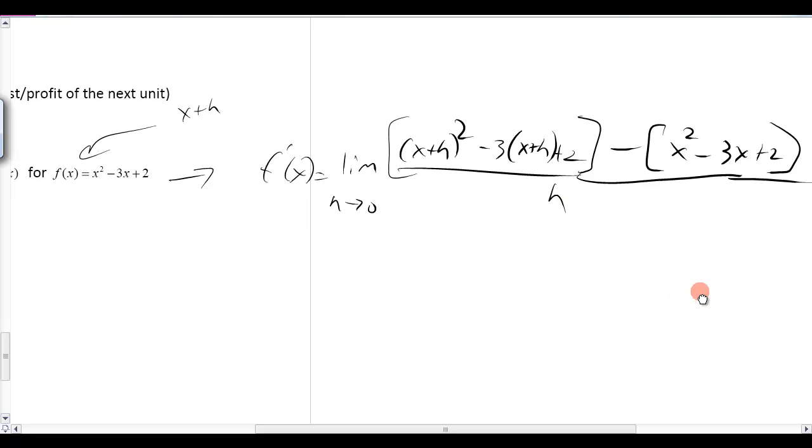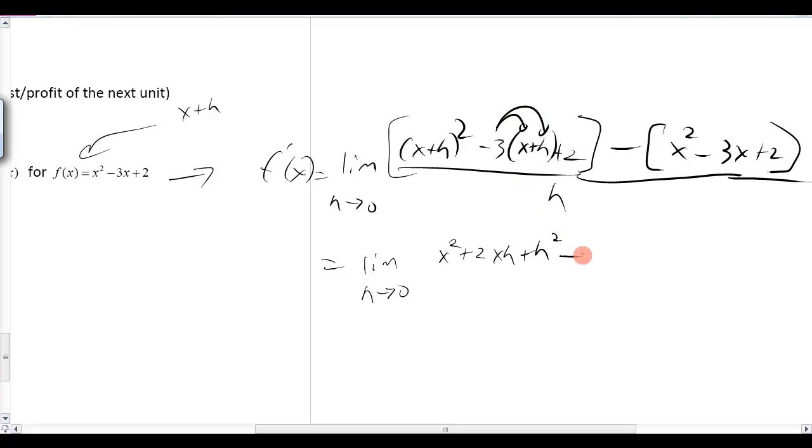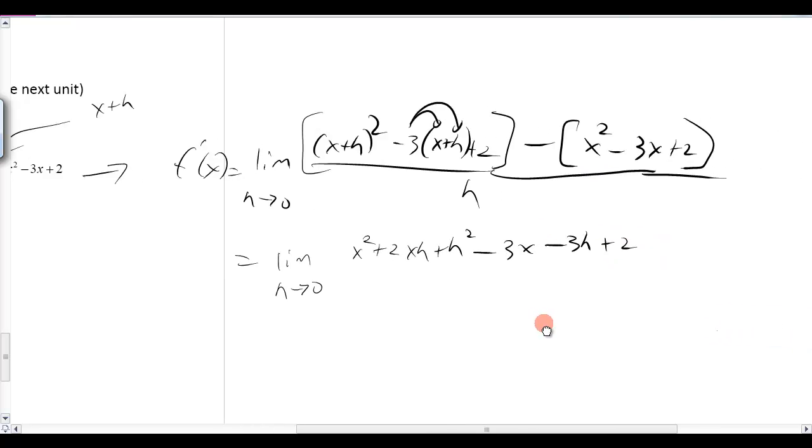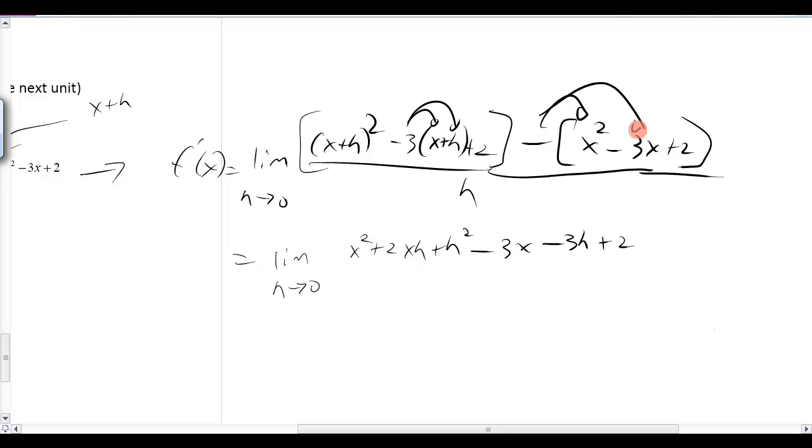There we go. Now, I would like to just be able to substitute in 0 for h, but I cannot because I'd be dividing by 0. So we're going to algebraically simplify this numerator and hope it works out nicely. So x plus h squared is x squared plus 2xh plus h squared. Distribute this 3, so it's going to be negative 3x minus 3h. Plus 2. Then don't forget to distribute your negative signs. That's going to be negative x squared plus 3x minus 2, all over h.